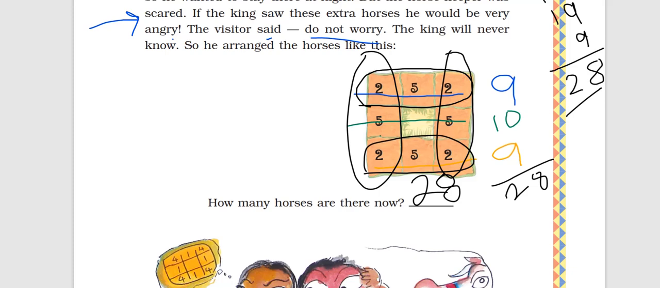But that's not the case, right? Really, there are 28 horses. And we just saw how we arrived at 28 horses. 9 over here, 10 over here, and 9 more over here for a total of 28.